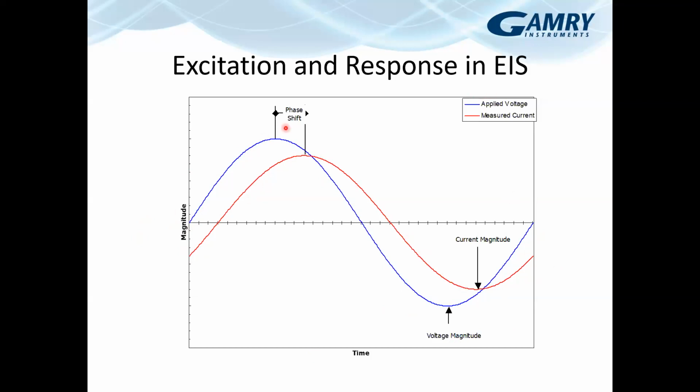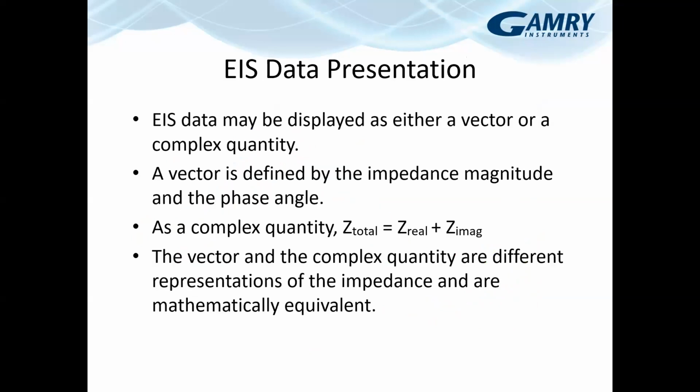So the measured current has a magnitude associated with both of these, and there is a phase shift. The measured response is not often completely in phase with the original applied signal. So that's one frequency. But an EIS spectra is an entire collection of frequencies.